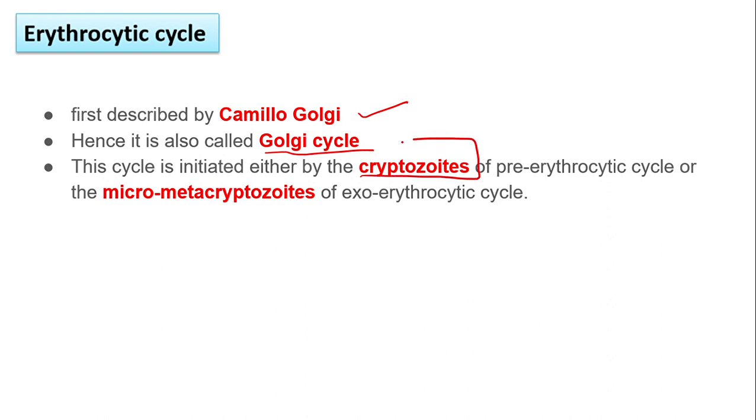Now this cycle is initiated either by cryptozoite. You remember हमने सबसे पहला पढ़ा था pre-erythrocytic. वहाँ पे जो daughter cell बना था क्या बना था? Cryptozoite और first generation Merozoite, right?